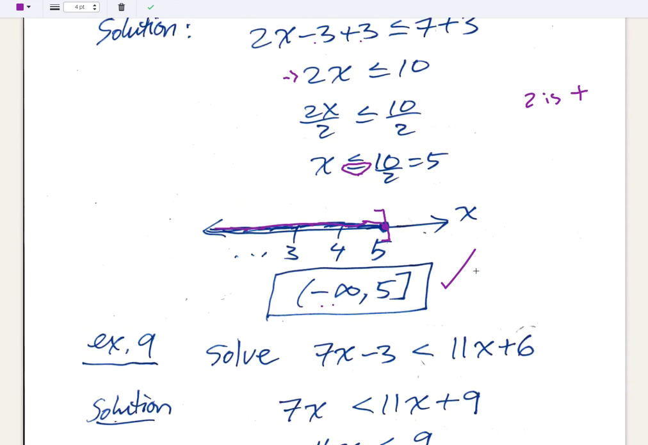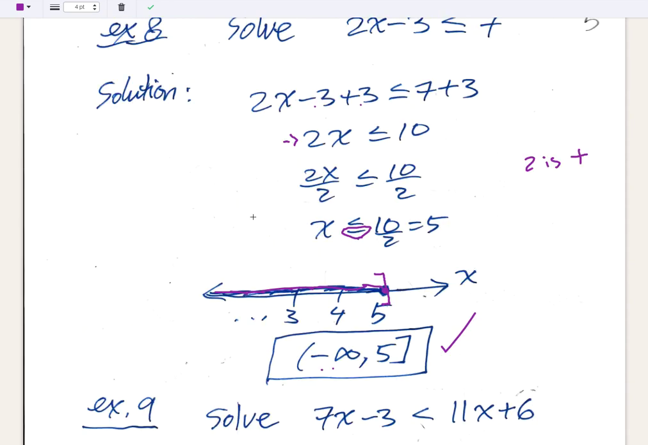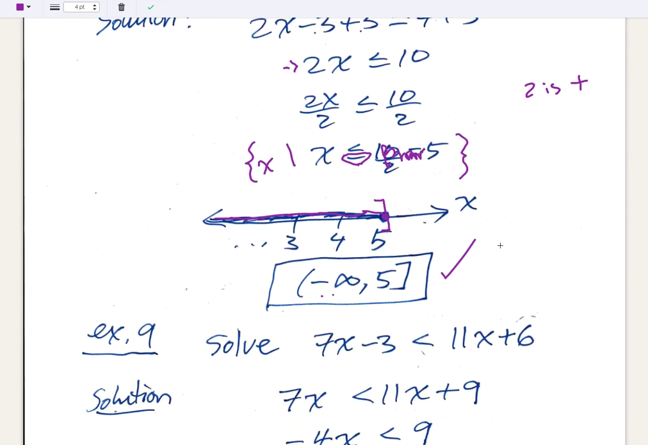Up here, by the way, the set builder notation would have been the set of all x such that x is less than or equal to 5. I would have just taken this part out. That would have been the set builder way of writing it.